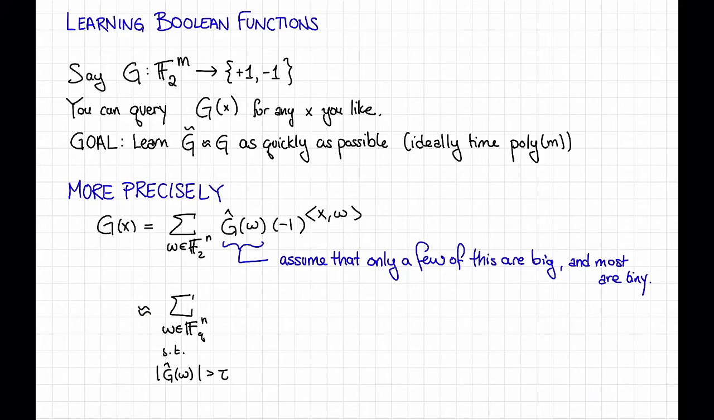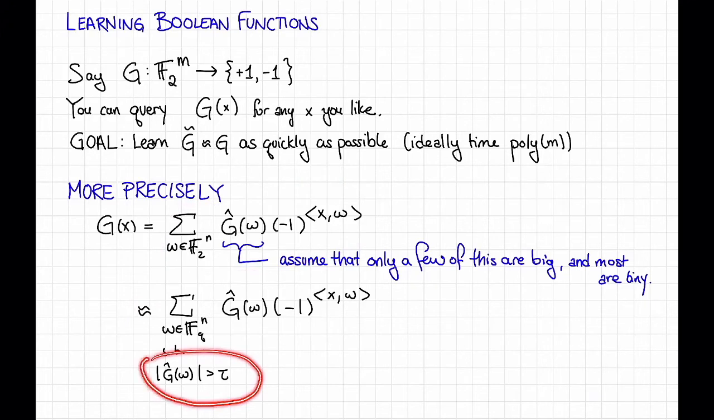That is, we drop all of the terms here, where g hat of omega is small, let's say smaller than some constant tau greater than 0. And we'll write this thing as approximately equal to the sum over all omega, so that the Fourier coefficient g hat of omega is larger than tau in magnitude. In this case, our goal is going to be to estimate the large g hat of omegas as quickly as possible.